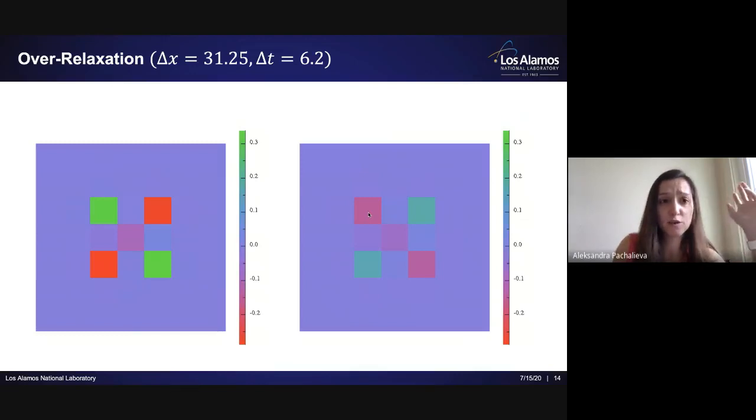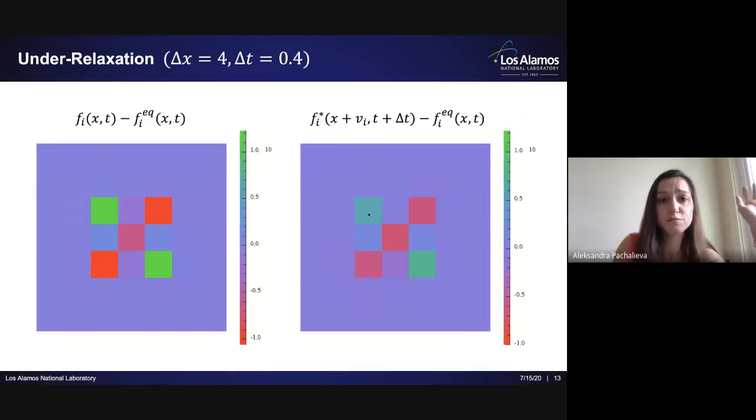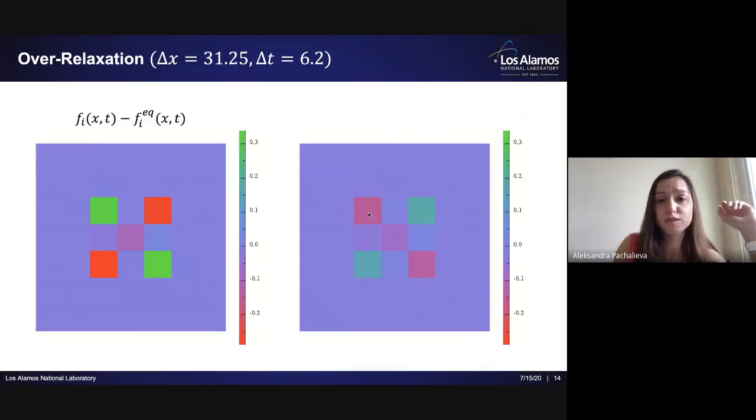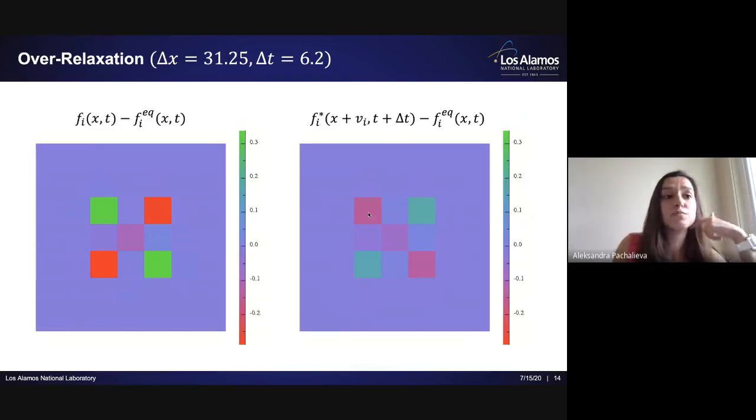And this was for the ballistic regime. In the next slide, I'm showing you the diffusive regime. So we have much larger time steps. And here we can see that the pre-collision and post-collision colors are shifted. They are shifted by 90 degrees. So we call this over-relaxation.